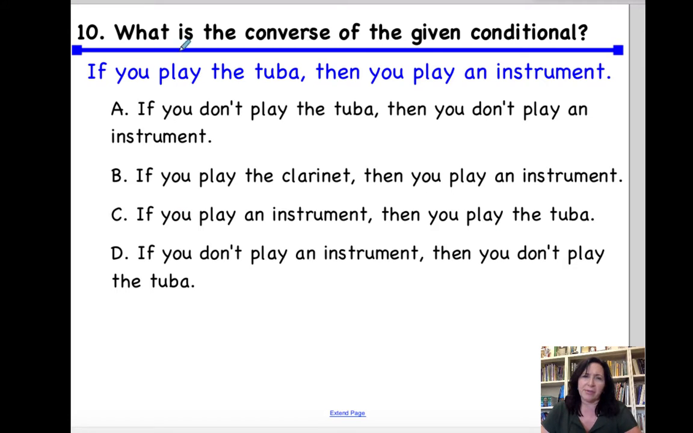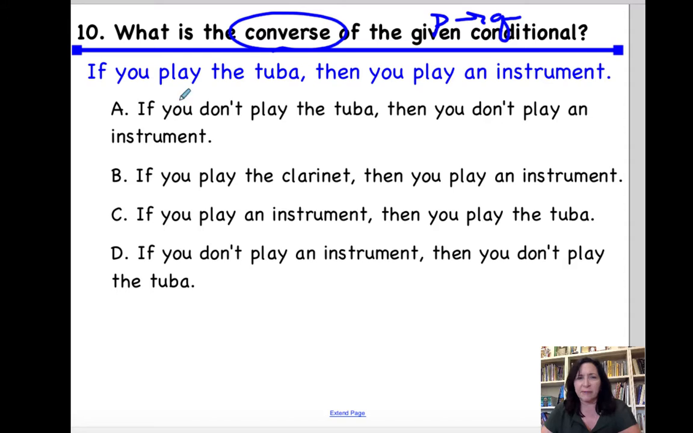The next question says, what is the converse? Now remember, the way these go is this. If P happens, then Q happens. That's your conditional. If you flip them like this, then you have if Q happens, then P happens. That's your converse, okay? The inverse does this: if P doesn't happen, then Q doesn't happen. And then the contrapositive is the converse of that. So if I just want the converse, my conditional says if P happens, then Q happens, the converse will be if Q happens, then P will happen. So that's what I'm looking for.